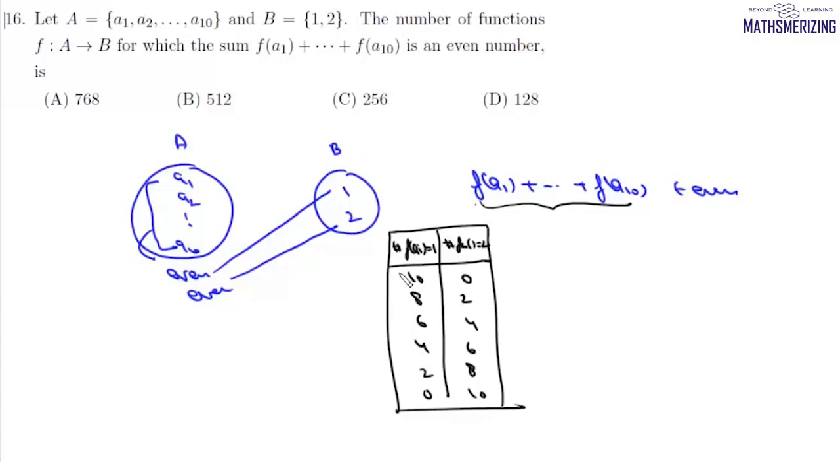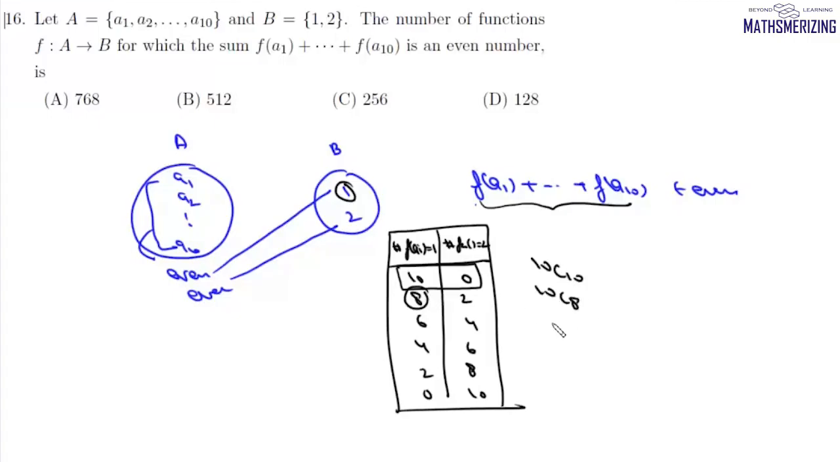Now how many such functions exist in which all the 10 elements are mapped to 1 and none of the elements is mapped to 2? This can be done in simply 10C10 ways. Now what about this? 8 of these numbers are mapped to 1. Which 8 elements? So here we need to select 8 elements from these 10 elements, so it can be done in 10C8 ways.